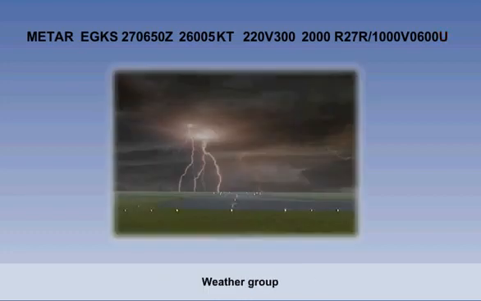The weather group is next, and this signifies what weather is actually occurring at or near the aerodrome at the time of the observation. Let's look at an example.